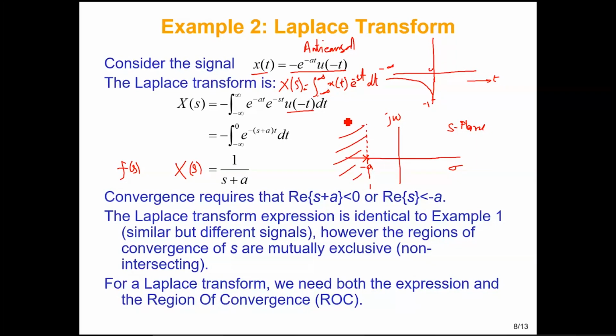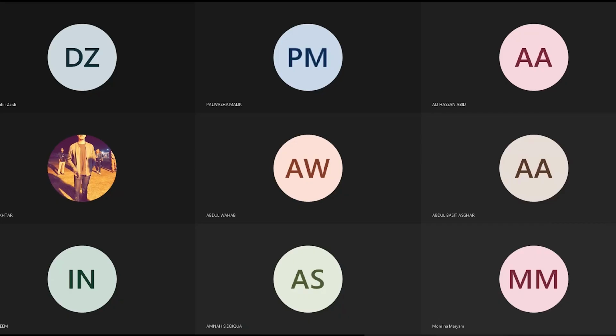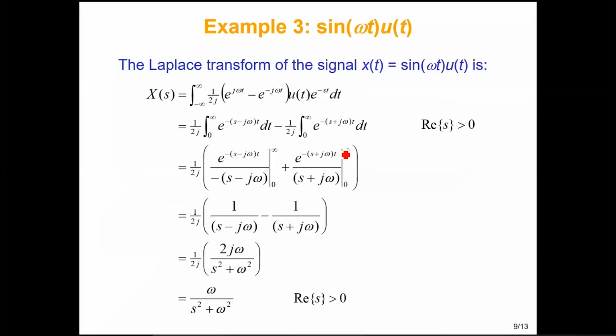It can be shown this way, the real part of s less than minus a, or we can just say sigma less than minus a, or we can just diagrammatically show it here. As I mentioned, for us engineers, region of convergence is even more important than your actual expression. So this shows us the second example where we saw region of convergence.